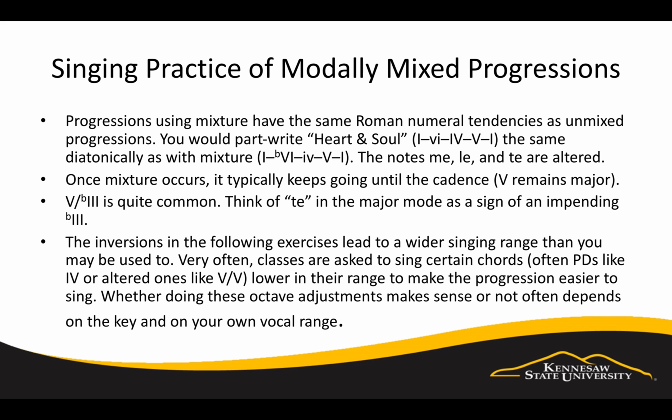Let's start doing some singing practice of modally mixed progressions. Progressions using mixture have the same Roman numeral tendencies as unmixed progressions. You would part write Heart and Soul, which is 1, 6, 4, 5, 1, but in classical theory we try to avoid parallel fifths and octaves.